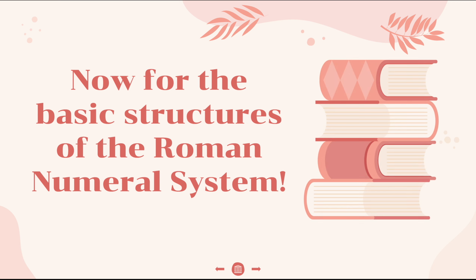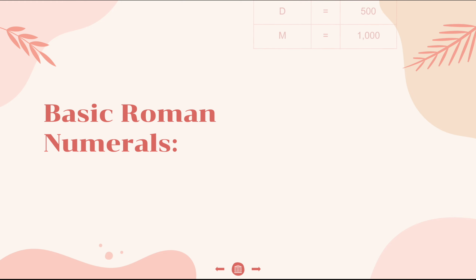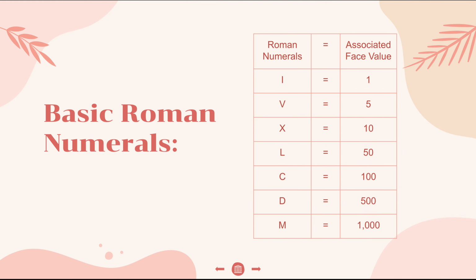Now that we went over the history of how the Roman numeral system was formed, let's go over the basic structures. Let's start with the basic Roman numerals. You can see represented in this chart the Roman character and its correlating face value in the Hindu-Arabic numeral system. Here we see that I represents 1, V represents 5, X represents 10, L represents 50, C represents 100, D represents 500, and M represents 1000. And when working with the Roman numeral system, these will be the only symbols used.